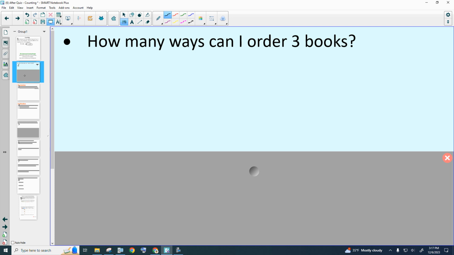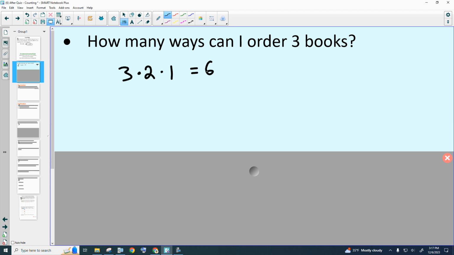Basically, the way we look at it is there are 3 options for your first book, right? You can say book A, B, and C. Second book, well, you can't order the same book, okay? So we're going to say there's only 2 options, and now you're down to 1 option for your third one. So if we're using that fundamental counting principle, it's 3 times 2 times 1, which is 6. All right, you could write all the different combinations, and there's 6.